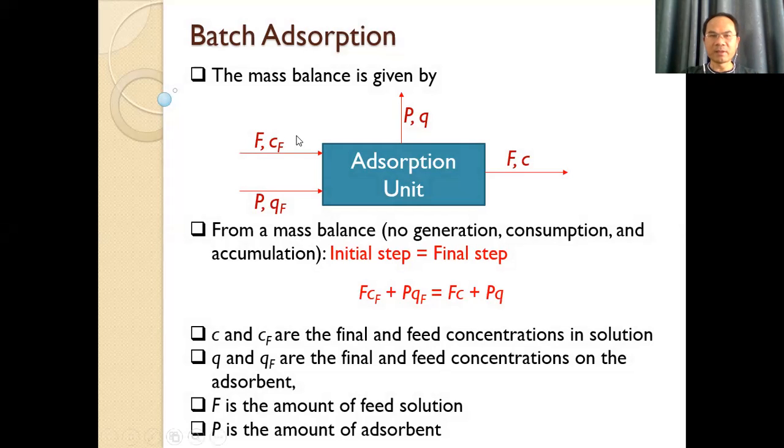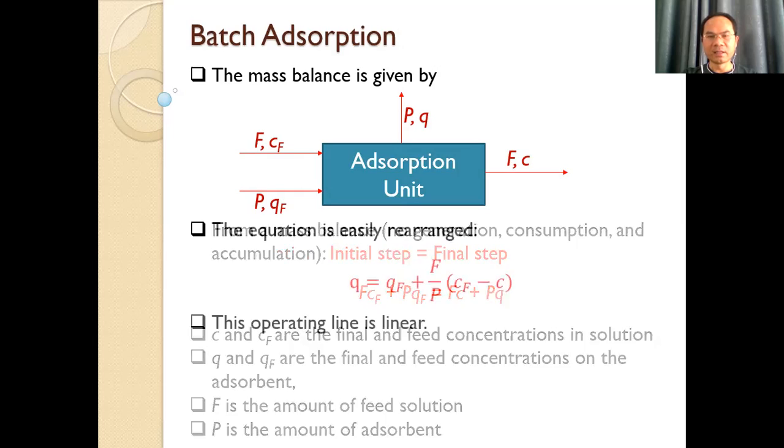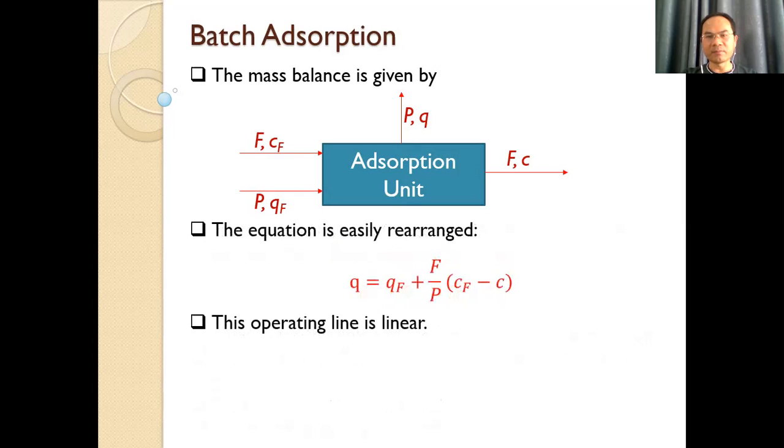How about the initial? Initially we feed F multiplied by CF, and P multiplied by QF. The final step is P multiplied by Q, and F multiplied by C. We assume F is constant in the process, and P is constant in the process. Okay, and then you rearrange the equation like this. You get Q equals QF plus F over P times (CF minus C). We call this the operating line.